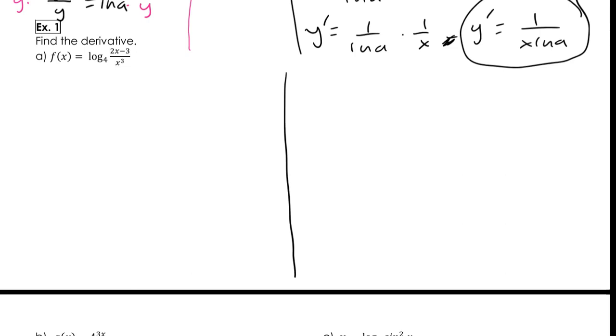Okay, when we have logs, natural logs, we always have to expand. So we are going to expand this to be log base 4 of 2x minus 3 minus log base 4 of x cubed. And actually, how about we take that cube and take it down in front, and that can be our coefficient.